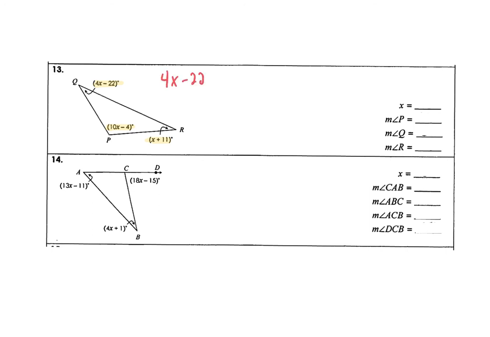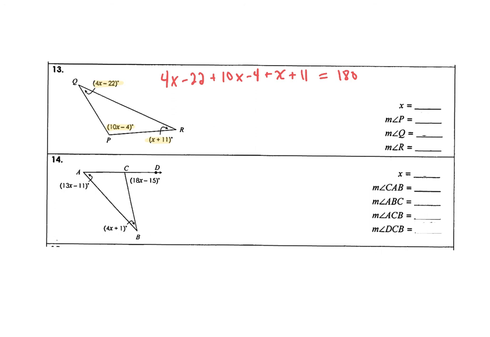4x minus 22 plus 10x minus 4 plus x plus 11 all equals 180. If I were subtracting from one of these, you would need to put the parentheses around them. But parentheses around them just has a 1 in front of it, so it actually doesn't change it, okay? But if I were doing any subtracting of a group, you would want to make sure you put the grouping signs around it so you don't forget that distribution.